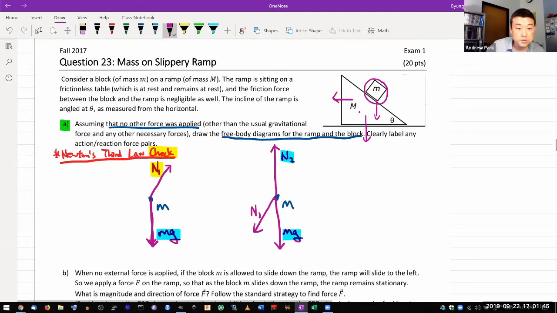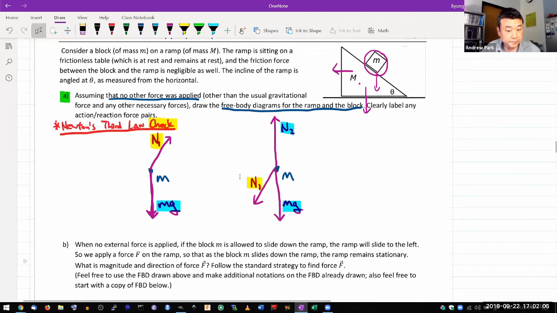So this Newton's third law check is what makes even part A a little bit tricky because, I don't know, people forget to do the check. And this requires that you understood Newton's third law correctly and thoroughly. So that's it. This is the correct, complete free body diagram.